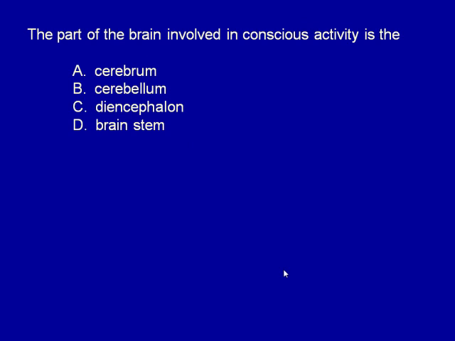Okay, let's check out how we're doing so far. The part of the brain involved in conscious activity is the cerebrum, cerebellum, diencephalon, or brainstem. It's the cerebrum. All of the other parts of the brain are unconscious. You don't really register what goes on there, nor do you consciously think and make things happen out of those parts of the brain.